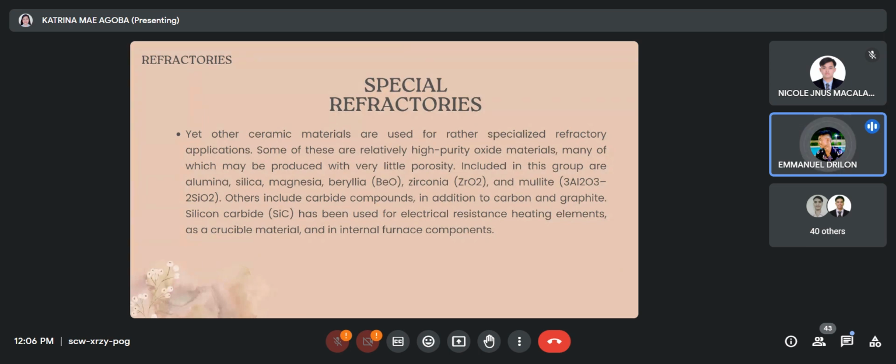So unlike sa dalawa nating diniscuss, dito naman sa special refractories is kaya na nito ang mga electrical resistance at heating elements. Yun lang. Next slide.